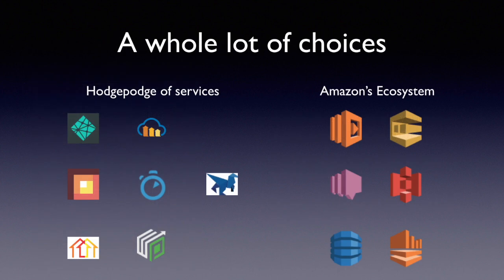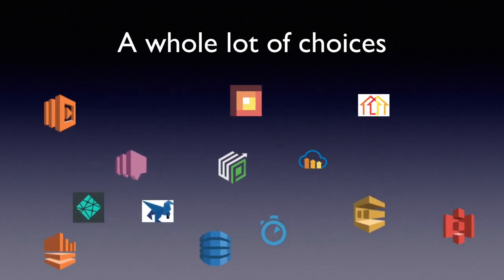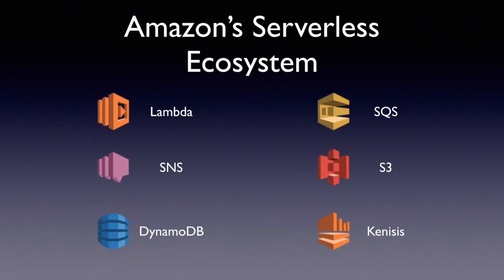There's a whole lot of choices in serverless architectures. There's a hodgepodge of third-party services. There's Amazon's ecosystem. You can mix and match all of those choices together and work between them, or you can just focus on Amazon's ecosystem, which is what I'm going to be talking about today. The important part here is that there are no servers that you're managing, regardless of whose they are.